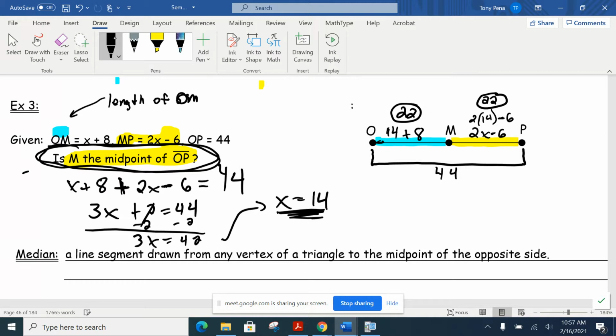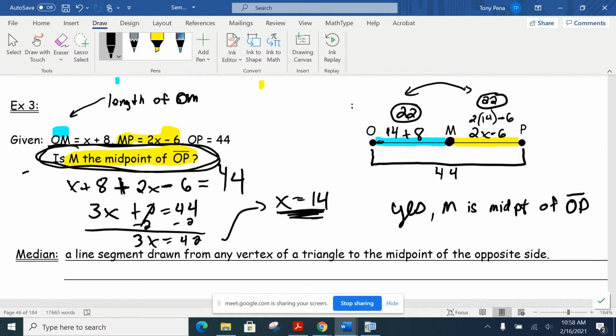Notice how the blue segment and the yellow segment are identical. They are in fact congruent. So can we now say that M is in fact the midpoint of that overall segment? Yes, because it's 44 total, 22 on this half, 22 on this half. So we would say, yes, M is the midpoint of segment OP. If these were not the same, then you would say no, and then you would just state why.